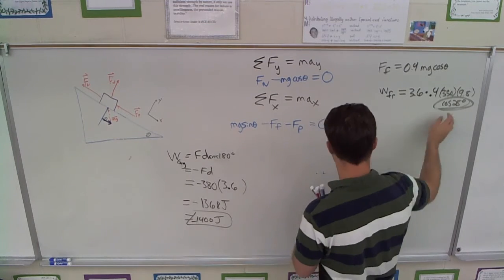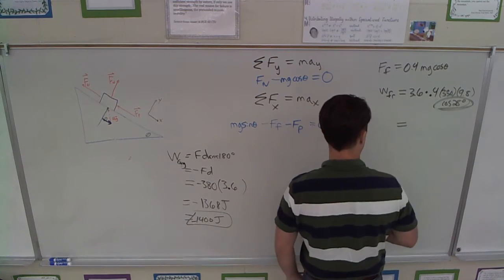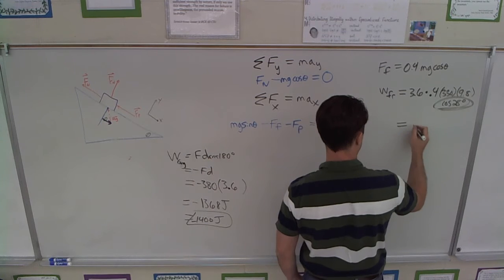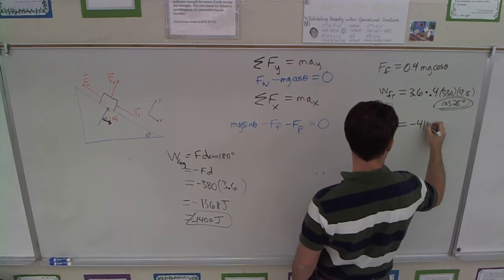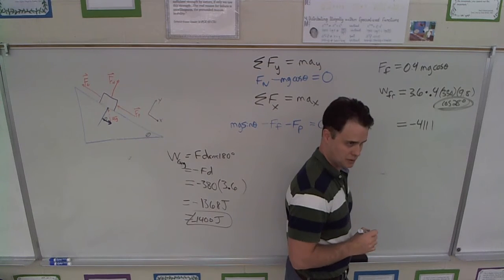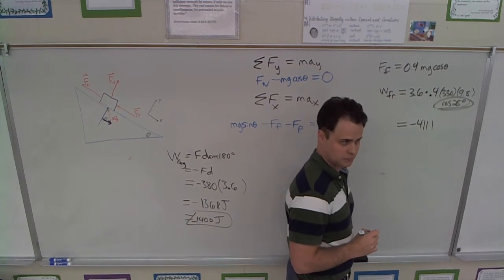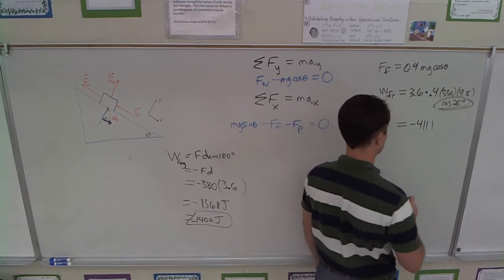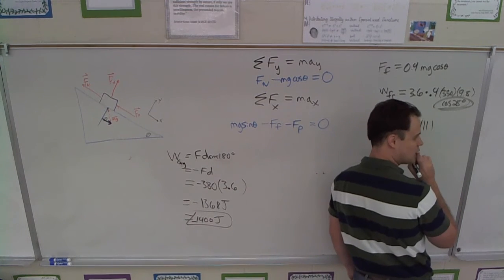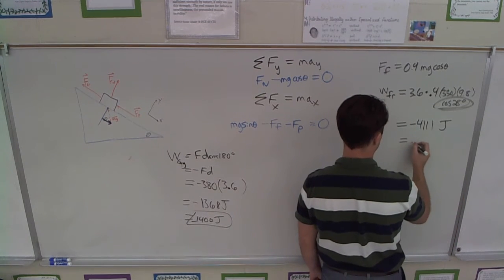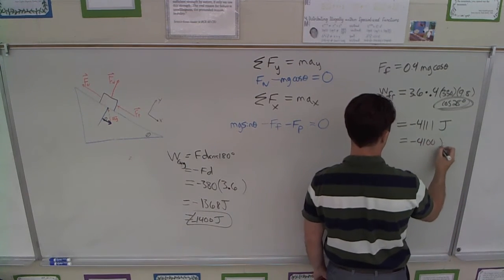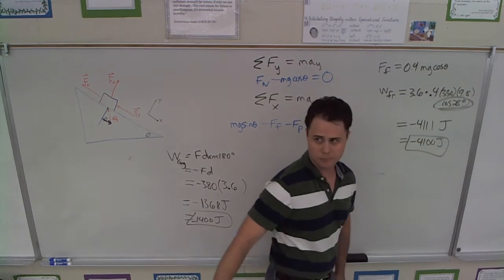So what does this come out as? I got negative 4,111. Can I get confirmation from someone else? Same, Jamie? Okay, we'll count it then. So what's the unit again for work? Joules, just like energy, right? And with sig figs, then we'd say something like that, right?